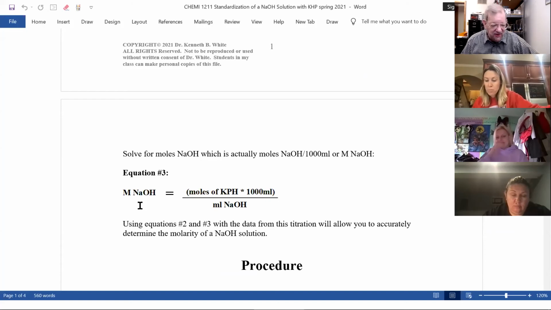That's what you'll be doing today. Using equations 2 and 3 with the data from this titration will allow you to accurately determine the molarity of a sodium hydroxide solution. Now, whenever you're doing a titration, in the real world or in a lab class like ours, you always do it in duplicate. You do it twice. Why? To make sure you didn't make a mistake, because you're trying to find something accurately.